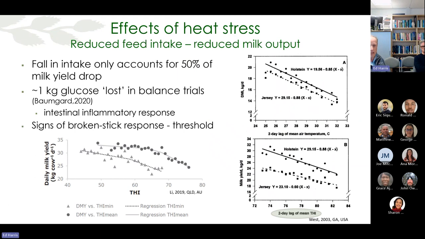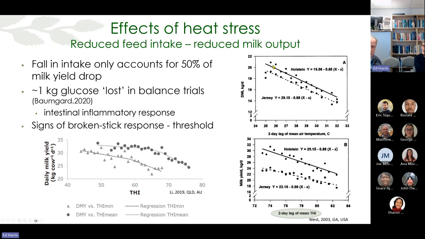Okay, so what are the effects? The main one that hits the farmers and the farmers worry about is it reduces feed intake and it reduces milk output. So we've got, this is from Georgia, typical data from America, from the southern states. As the air temperature goes up, intakes drop off quite dramatically.